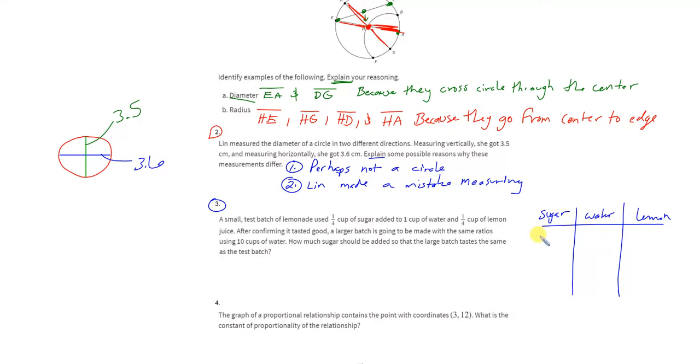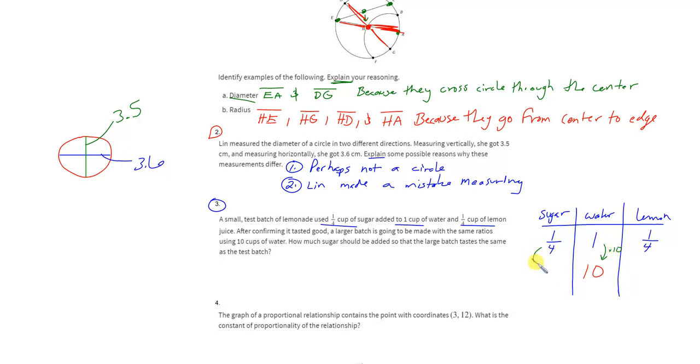The original test batch, to kind of get the taste just right, required a 1/4 cup of sugar, 1 full cup of water, and a 1/4 cup of lemon juice, all given to me in the very first sentence. So all this information was given to me. And then they're going to make a bigger batch, which means they're going to increase the amount of everything proportionally. So in the second batch, we jump from 1 cup of water to 10. So making that jump from 1 to 10 means that everything is growing by a factor of 10 times more.